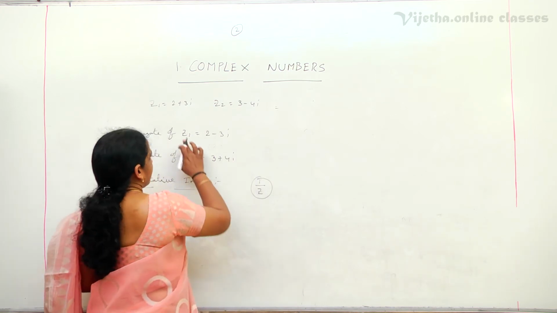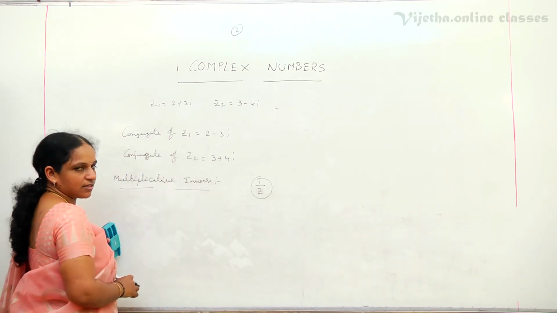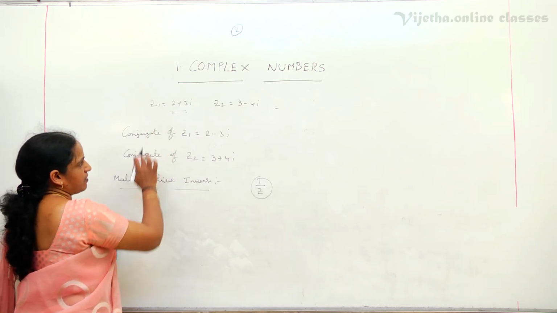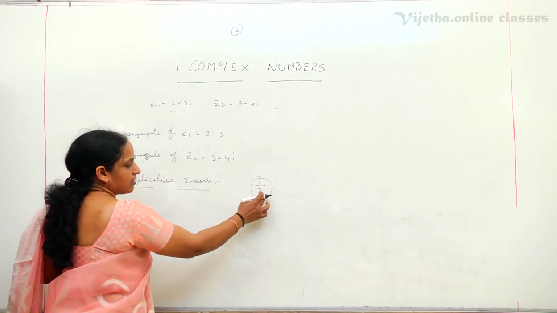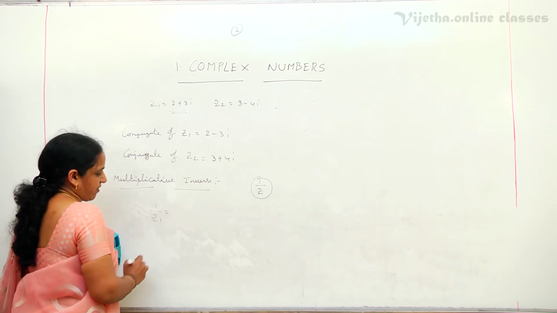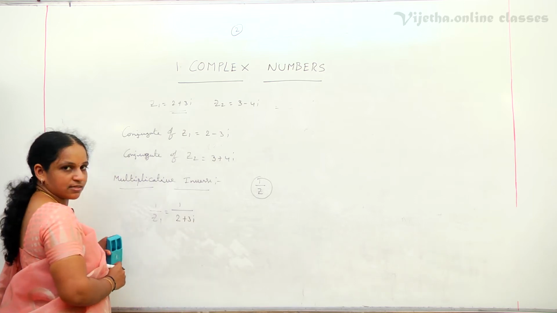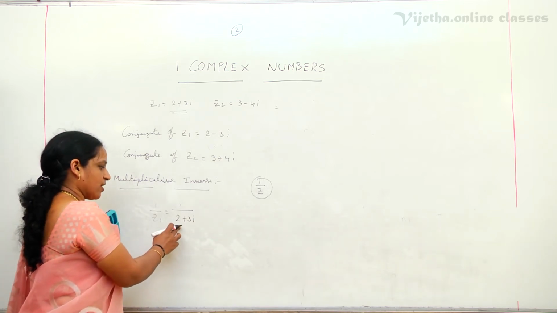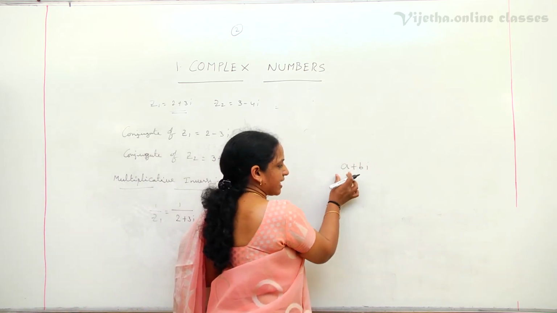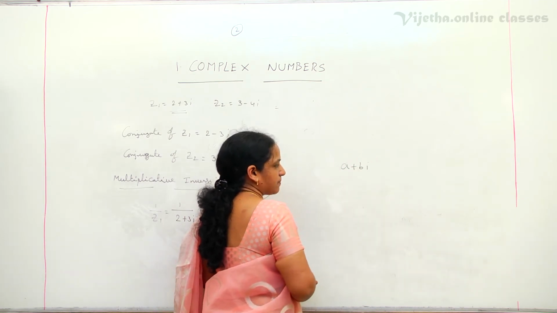If z1 equals 2 plus 3i, then find the multiplicative inverse of z1. That means find the value of 1 by z1. So 1 by z1 equals 1 by 2 plus 3i. First of all, it is converted into the complex number form. What is the complex number form? a plus bi, that means a real part plus an imaginary part.